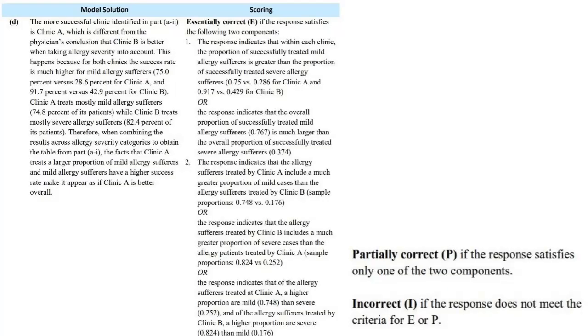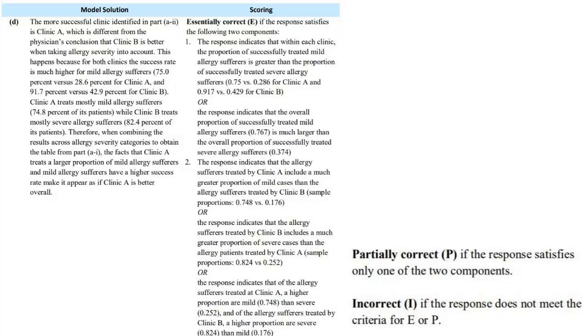Right. Part D. Using your answers from Part C, give a reasonable explanation of why the more successful clinic identified in Part AII is the same as or different from the physician's conclusion that Clinic B is more successful in treating both severe and mild allergies. Model solution, way too much.